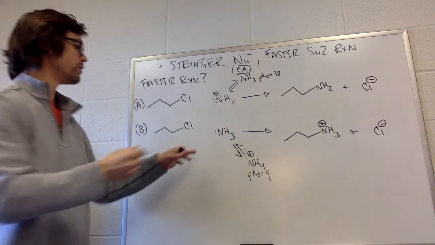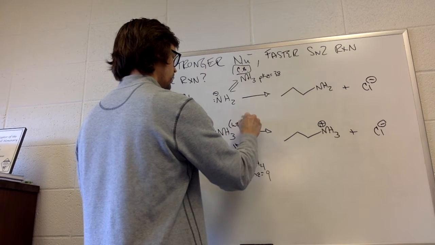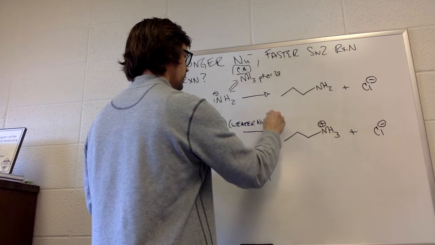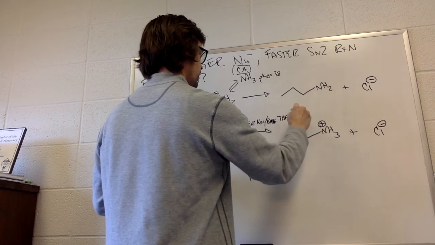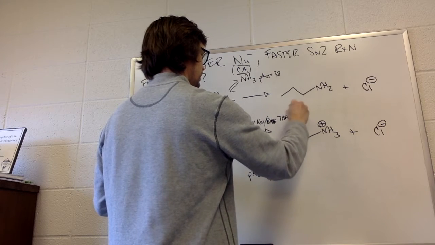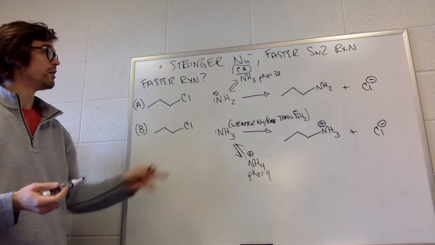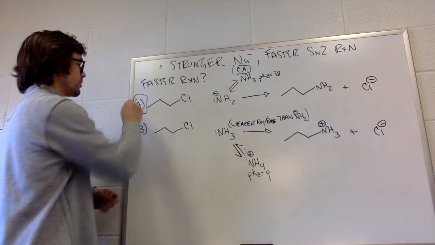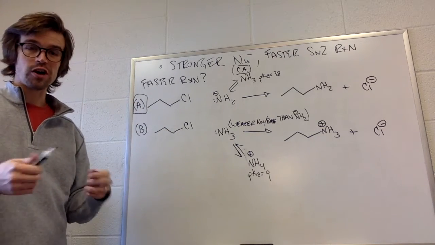So this is a weaker nucleophile. NH3 is a weaker nucleophile, weaker base than NH2 minus. So this is the weaker nucleophile. It's going to be a slower reaction. So A is the faster reaction. It has this nucleophile, which is a lot stronger.